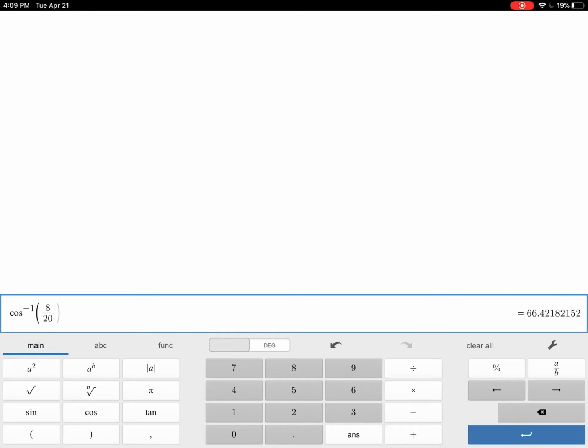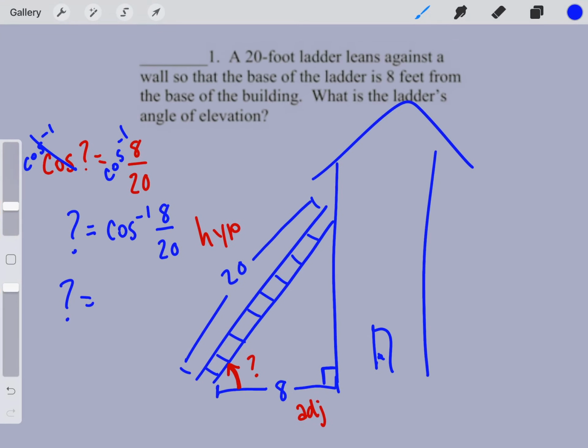And when you get that, you get 66.42 and so on. We're going to round to the nearest tenth, 66.4. So now we know that this is 66.4 degrees. So that is our angle of elevation right here. This angle is 66.4 degrees. That's how much the ladder has been raised.